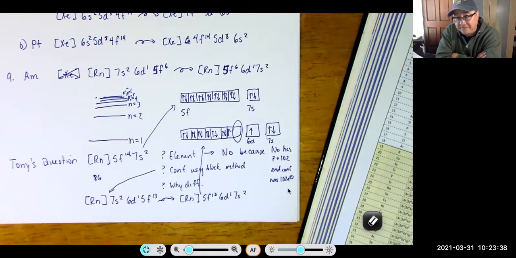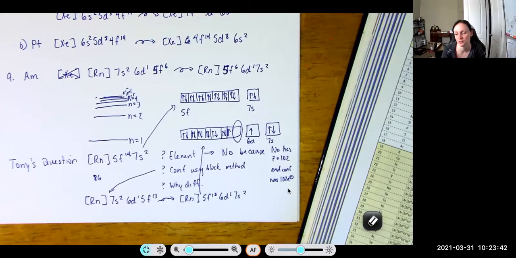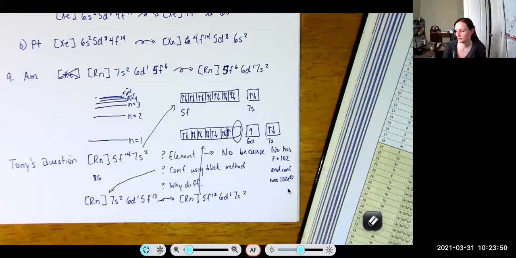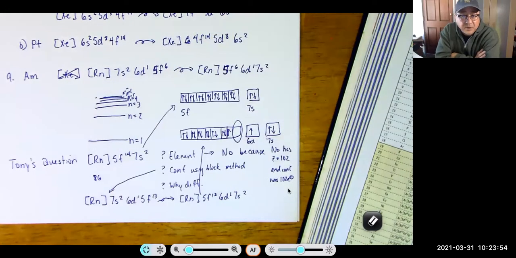Say it back to me. The real electron configuration is more stable because it's more symmetrical. That's not what I said. More symmetrical doesn't really explain it. Okay. It's because the electrons can spread out more. Okay. So symmetry is kind of a quick way of saying they can spread out more, but it's not as good as saying that they can spread out more.